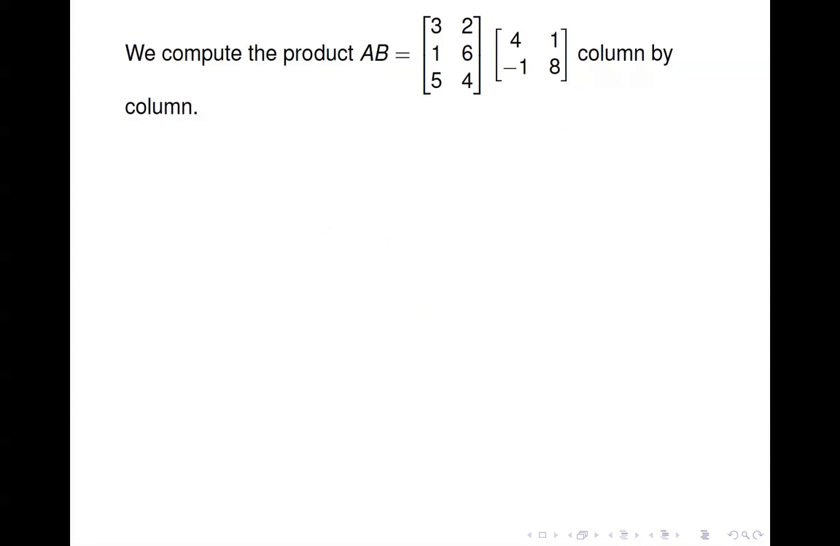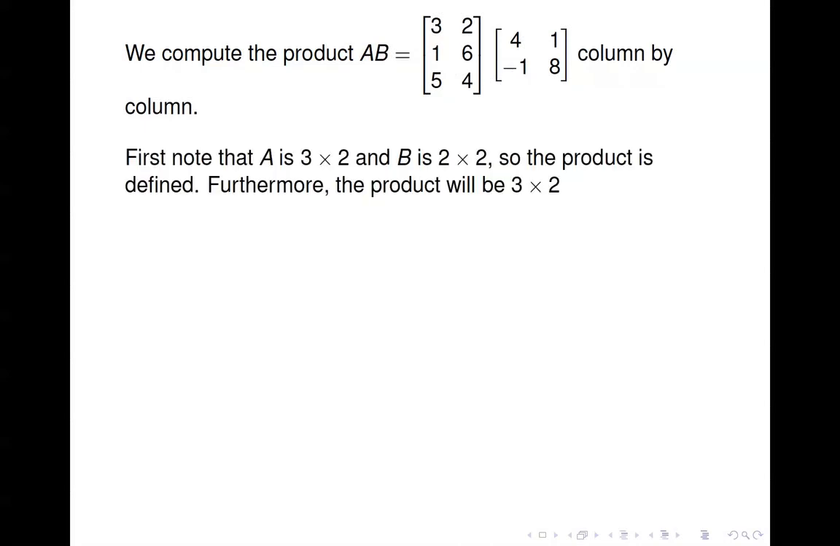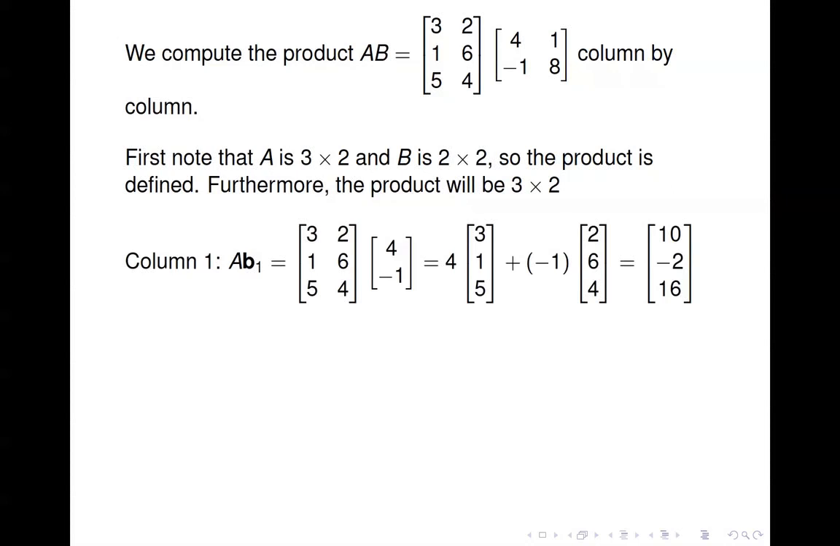Okay, so if we want to compute the product AB, where here are our matrices A and B, then we're going to do it as I just described. First, note that A is a 3 by 2 matrix and B is 2 by 2. So we check to see if the 2 here matches up with the 2 here, which it does. And then we look at the outer dimensions, the 3 and the 2, and that will be the dimensions of the product. So our product will be 3 by 2 in this case.